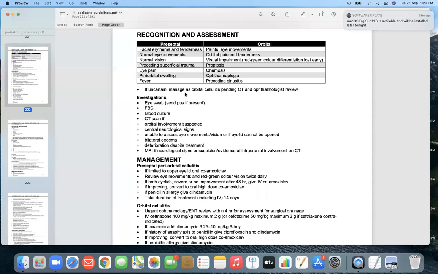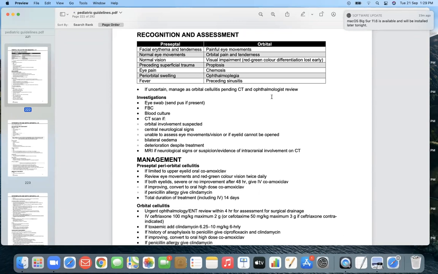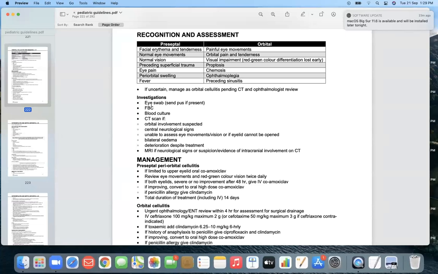If uncertain, manage as orbital cellulitis, pending CT and ophthalmologist review. Now you're confused whether it is preseptal or orbital. Better to think it as orbital and start your management, awaiting CT and review by the ophthalmologist. So eye swab is very important, which was told by Dr. Sridevi, and then regular CBC, CRP, blood culture, and CT scan.